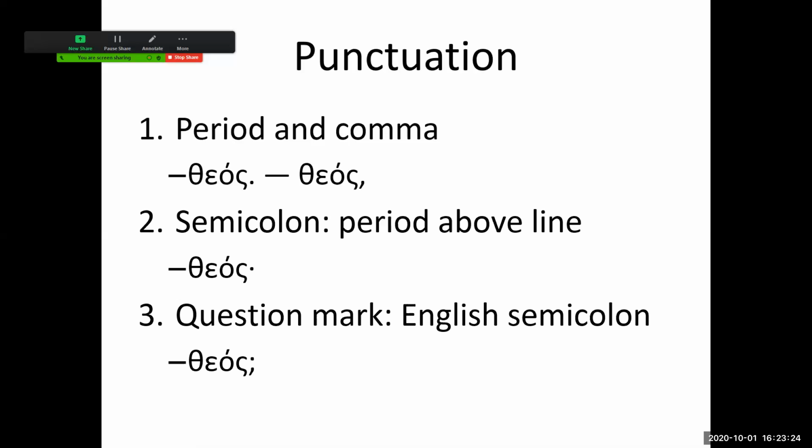And we have question marks. But we have to watch out. The proper English semicolon, with a period above and a comma beneath together, does not mean what it means in English. It doesn't divide the middle of a sentence, doesn't join two parts of a sentence. Rather, it is a question mark. It comes at the end of a sentence. And if you see it, you know you have a question, and you need to interpret it as a question.